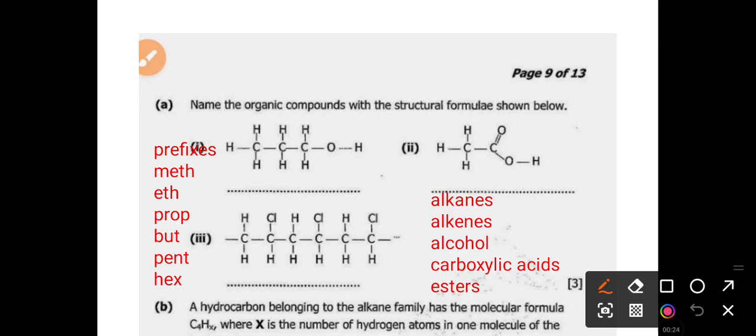have in the ECZ syllabus, starting with alkanes. Remember, the definition of alkanes is that these are hydrocarbons that have single carbon to carbon bonds. So what I mean is this: the bonds between carbon atoms are single. All organic compounds having single carbon to carbon bonds are called alkanes.